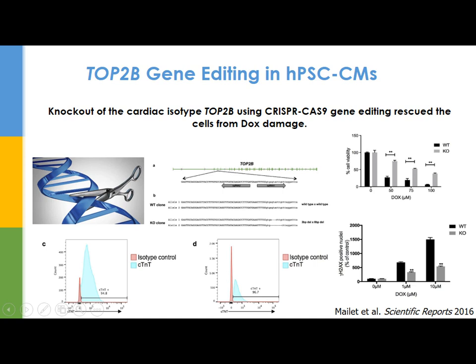This group also applied the lessons of the dexrazoxane protection mechanism, and they knocked out, using the CRISPR-Cas gene editing system, TOP2B, the topoisomerase isotype of cardiac cells. And by doing that, they actually rescued the cells from DOX damage. You can note here the increase in cell viability and decrease in DNA fragmentation. However, the knockout of topoisomerase 2B did not affect cardiac differentiation of the human pluripotent stem cells.